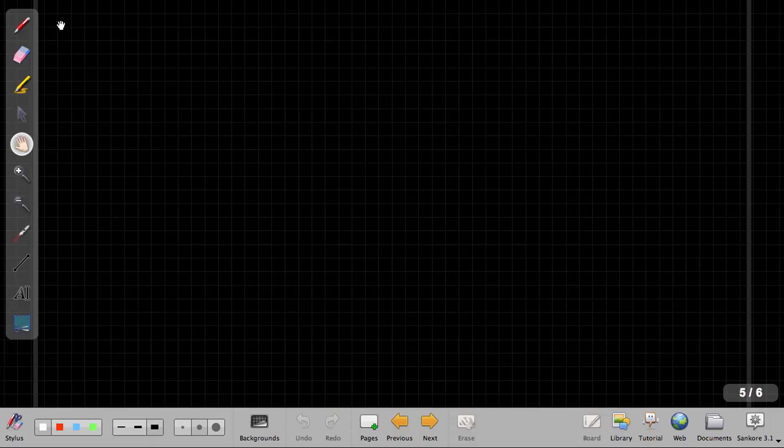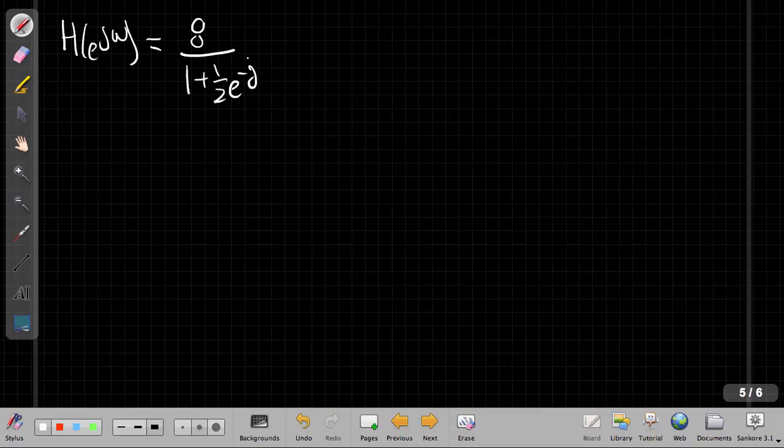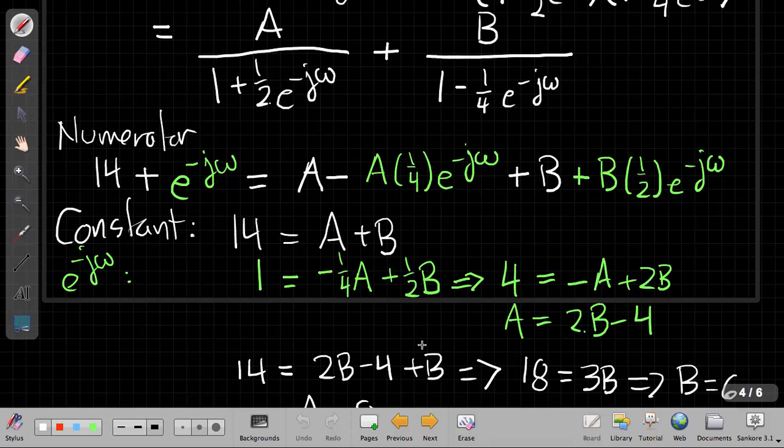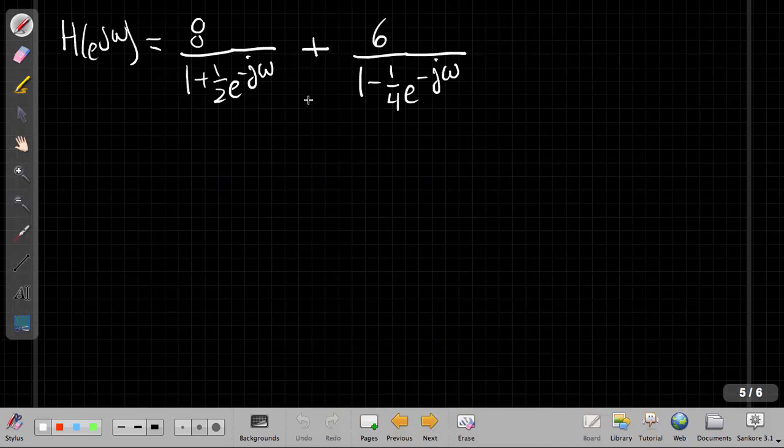All right, so after working through the partial fractions, what I've found is I've got H is equal to 8 over 1 plus 1/2 e to the minus j omega plus 6 over 1 minus 1/4 e to the minus j omega. So again, I just got that by going back to the previous page and putting a and b in for these equations. I got to this.